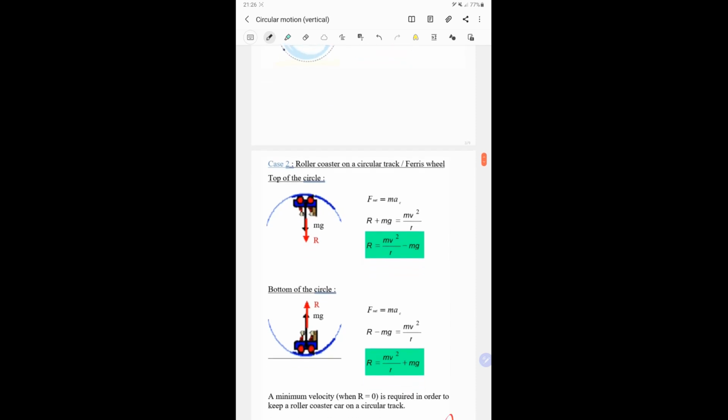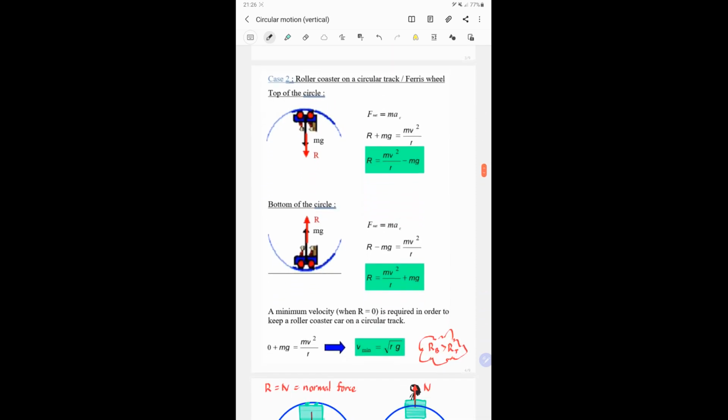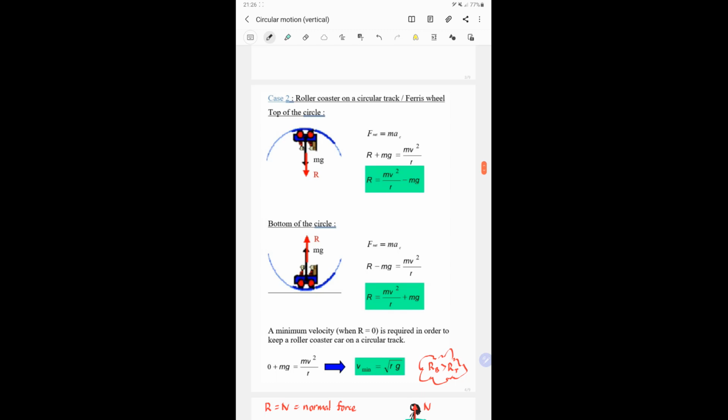For the second part, we are discussing a roller coaster. Again, for a roller coaster, we still focus on two positions, which are at the top and at the bottom. At the top, the passenger is in an inverted position, while at the bottom, the passenger is upright. Please refer to the first situation, where we discuss what happens at the top. As we know, the passenger is in an inverted position.